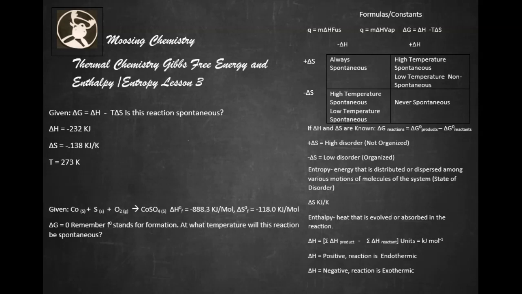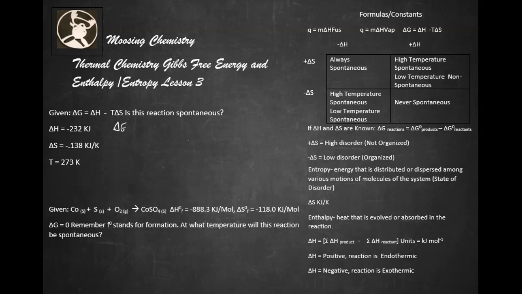This is Thermochemistry, Gibbs free energy, and Enthalpy and Entropy, lesson number 3. Okay, given the following formula, this is a Gibbs free energy formula, delta G equals delta H minus T delta S. Is this reaction spontaneous? Okay, well, let's look at it. So we have our players: delta H, delta S, and T right here. So let's go ahead and plug in and see what we get.